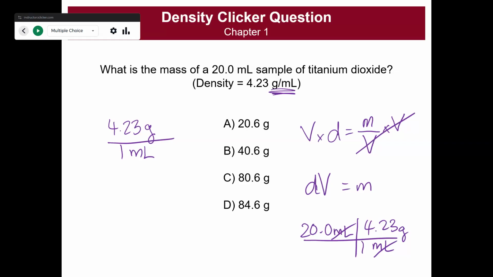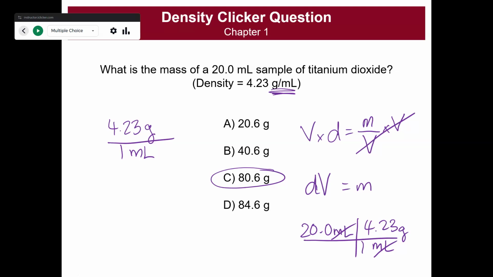And if we multiply those numbers, 20 by 4.23, we get 8.6 with those, and we round to 3 sig figs if it doesn't come out perfectly to 3 sig figs.